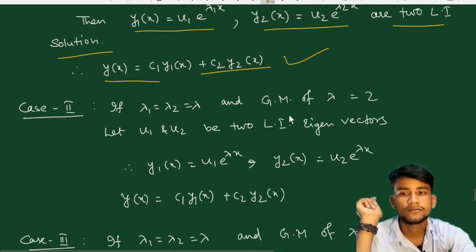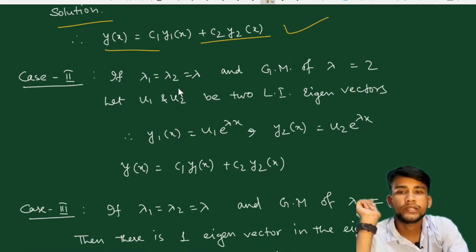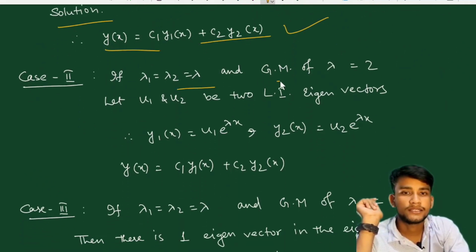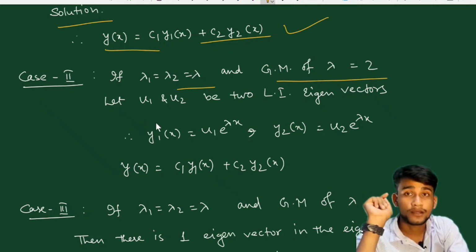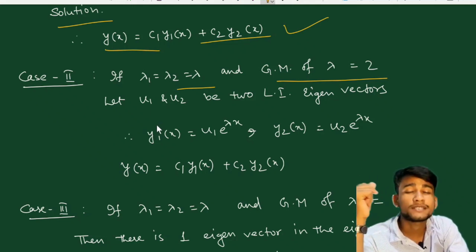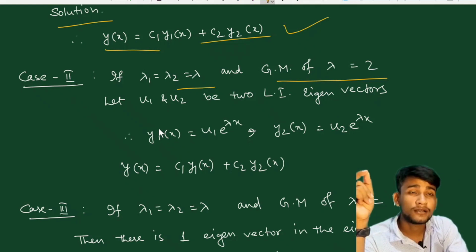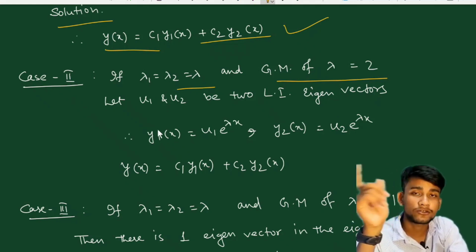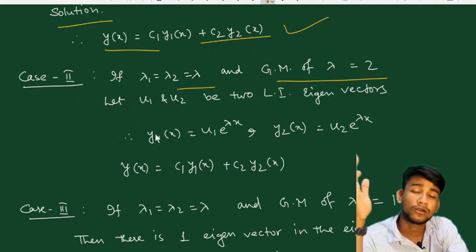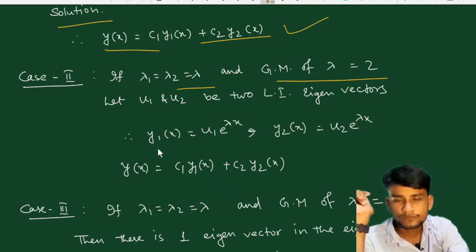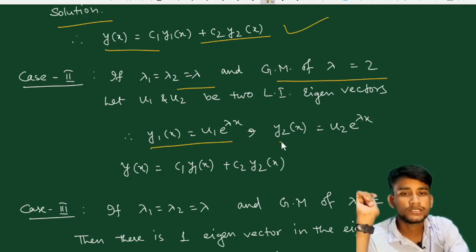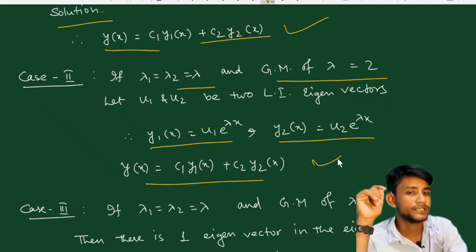Now case 2: if lambda1 equal to lambda2 equal to lambda and gm of A equal to 2, then we know that gm means the dimension of the eigenspace. That means the number of eigenvectors in the eigenspace corresponding to an eigenvalue. So y1(x) equal to this and y2(x) equal to this, then this is the general solution, the same as the previous case.